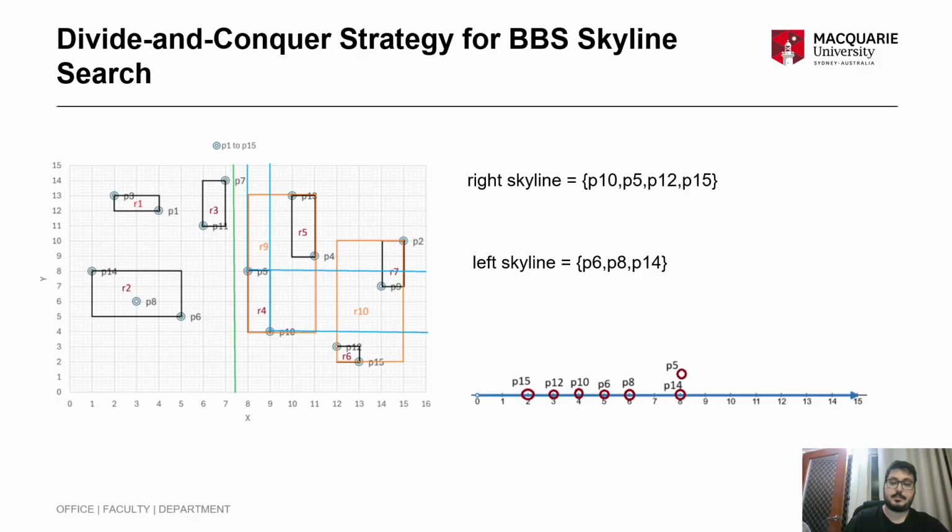We can see that P5, which is in the right skyline, is dominated by P6, P8, and P14, so it must be excluded from the skyline. And the final skyline will be P15, P12, P10, P6, P8, and P14. Thank you.